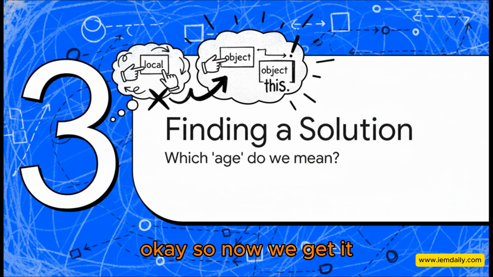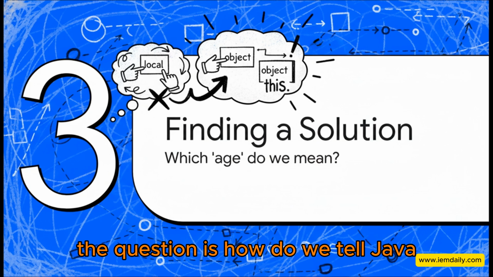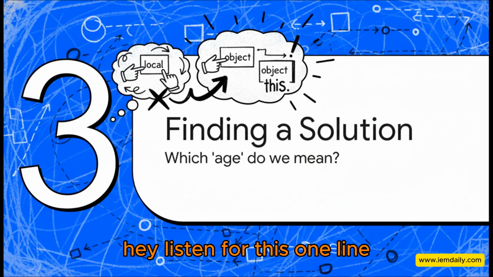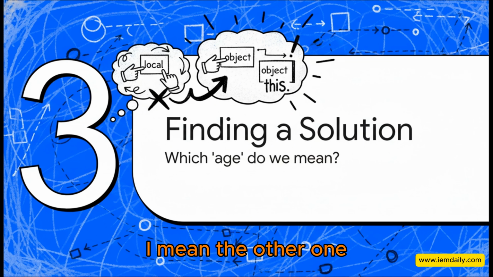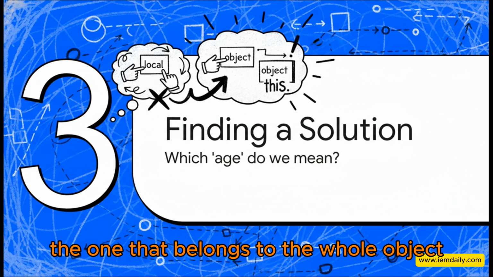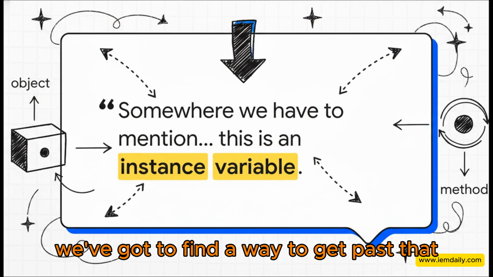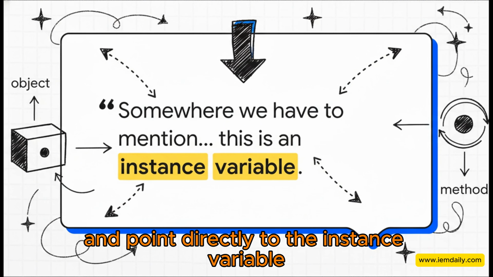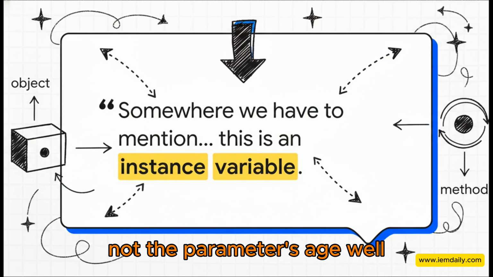Okay, so now we get it. The local variable is stealing all the attention. The question is, how do we tell Java, hey, listen, for this one line, I'm not talking about the local guy. I mean the other one, the one that belongs to the whole object. Right, the challenge is clear. We've got to find a way to get past that local variable's shadow and point directly to the instance variable. We have to be able to say, I mean the object's age, not the parameter's age.